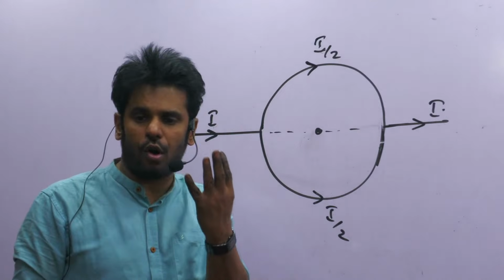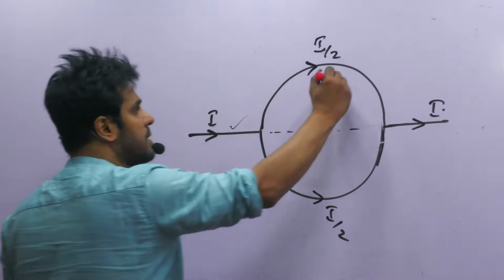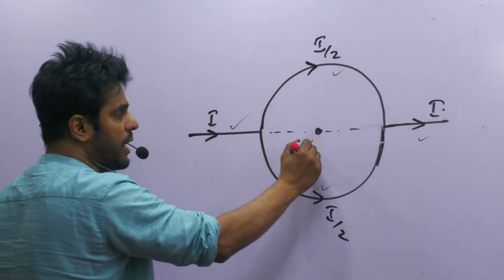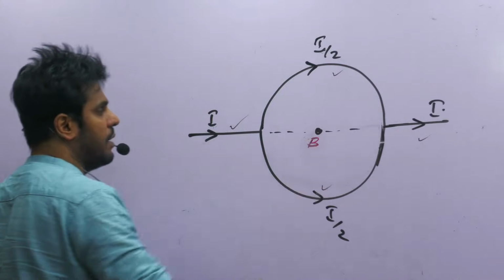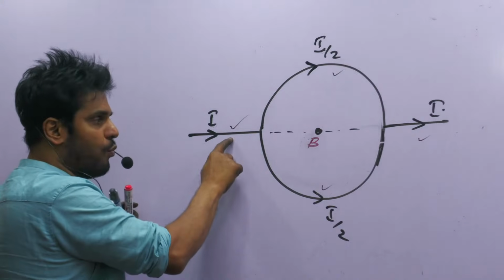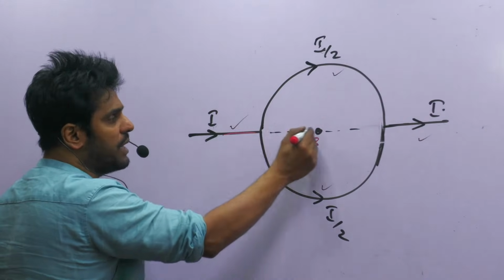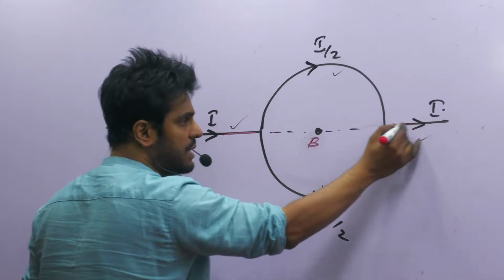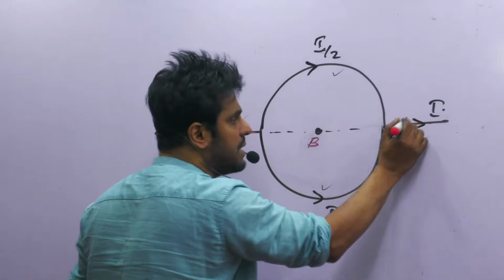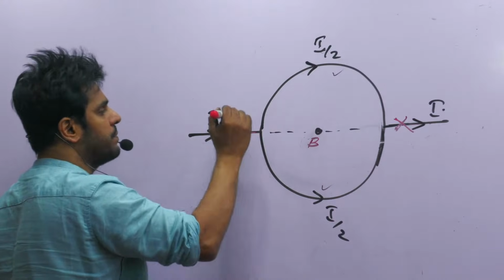Now you have 4 current wires: first one, second one, third one, fourth one. Now we are going to find B at the center. Here again you can see that when you extend this line, you meet that B. So they do not make a magnetic field at the center.